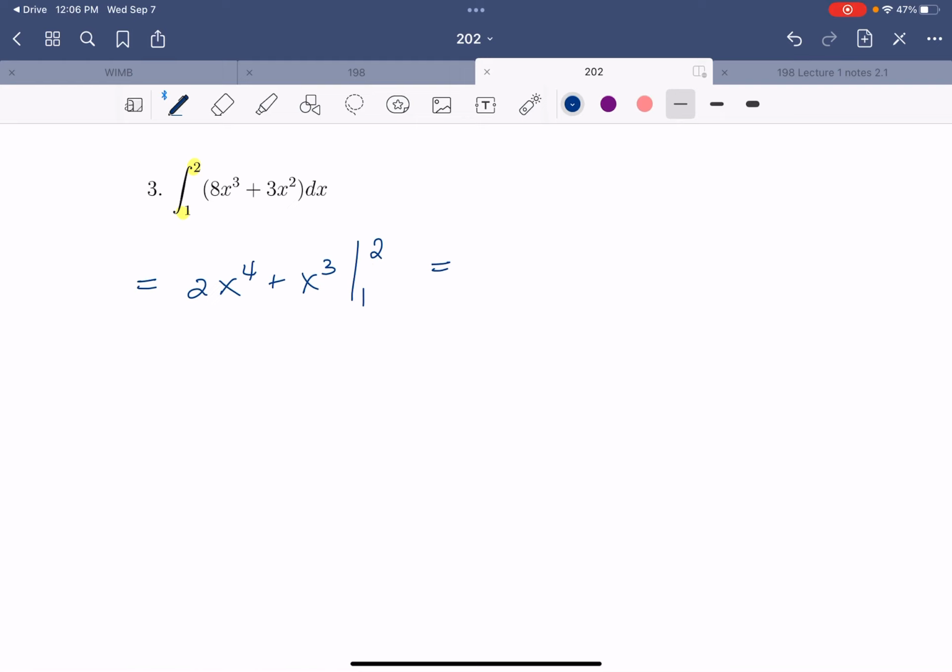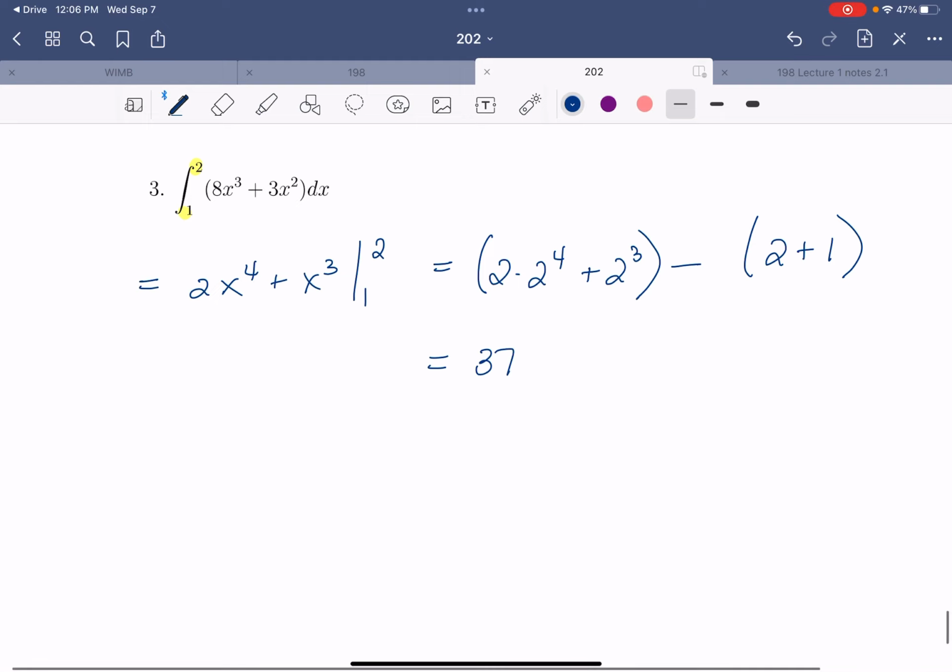When we evaluate that from 1 to 2, you're plugging in 2, so 2 times 2 to the 4th plus 2 cubed, minus, when you plug in the lower boundary, plug in 1, it's going to give you 2 plus 1. So that's going to be 2 to the 5th, because I've got 2 times 2 to the 4th, plus 2 cubed, minus 3 gives me 37. This was 40, and this is 3.